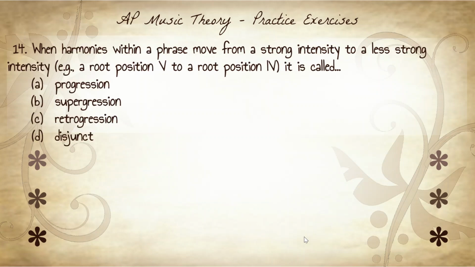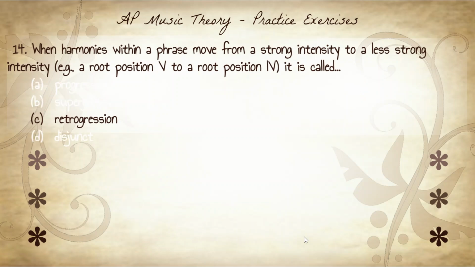Question 14. When harmonies within a phrase move from strong intensity to less strong intensity, e.g., a root position dominant to a root position subdominant, it is called A. Progression, B. Supergression, C. Retrogression, or D. Disjunct. Correct answer is C. When harmonies within a phrase move from strong to weaker intensity, it is called retrogression.